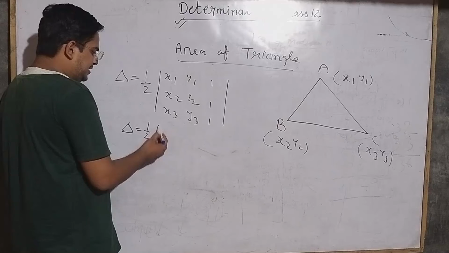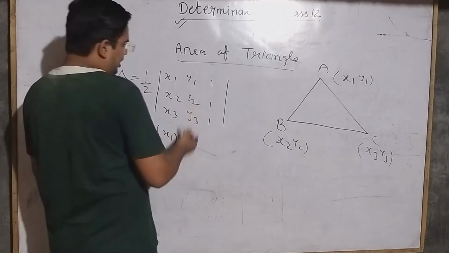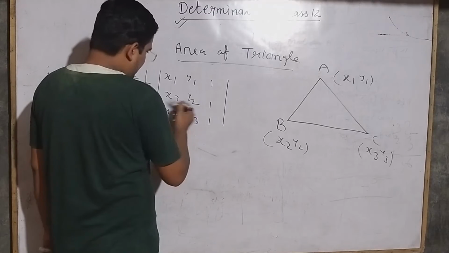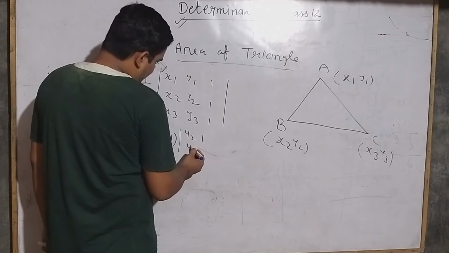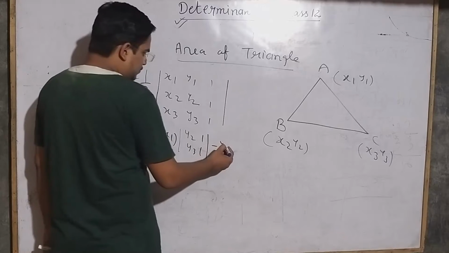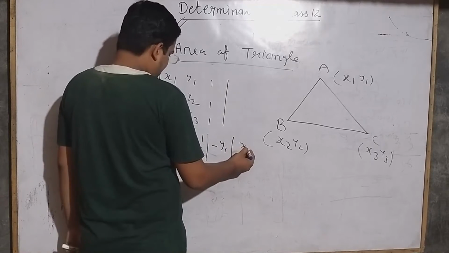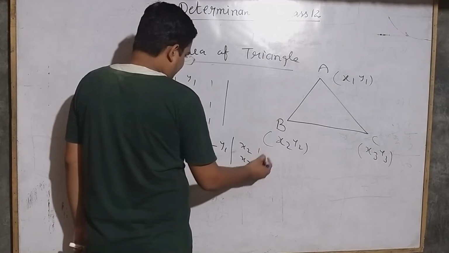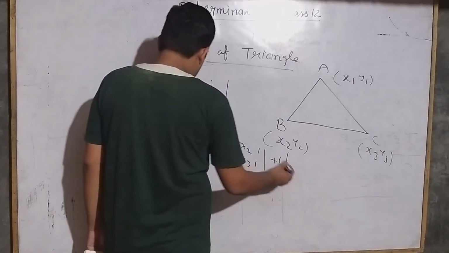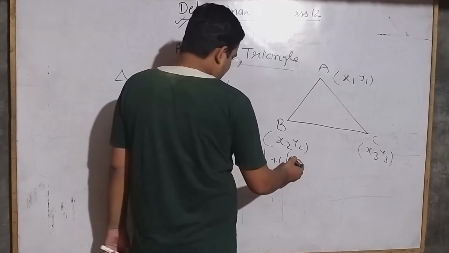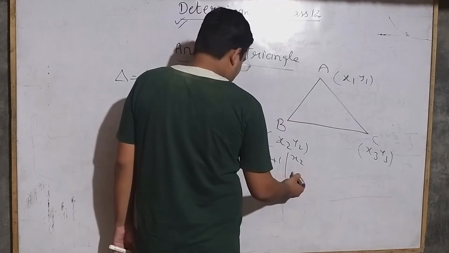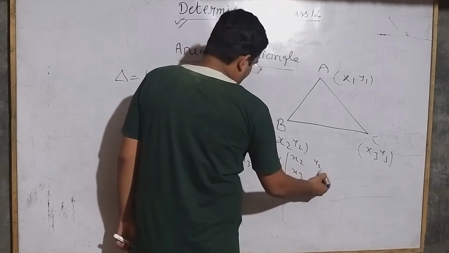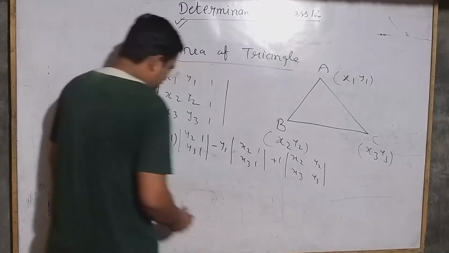So I am going to expand it along the R1: x1, y2, 1, y3, 1, this is the minus y1, and after this x2, x3, 1 and 1, after this, this is the 1. And what I can say, x2, x3, this is the x2, and this is the x3, and this is the y2, and this is the y3. So now I am going to expand it.